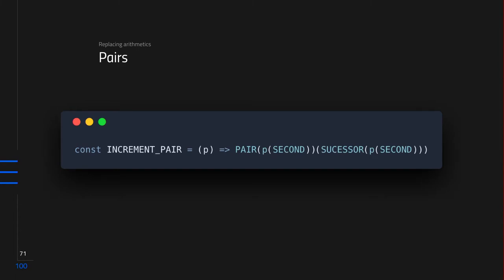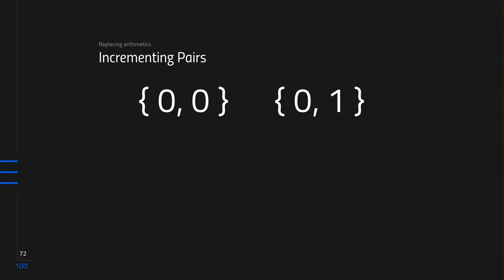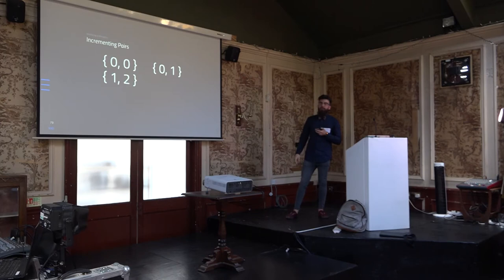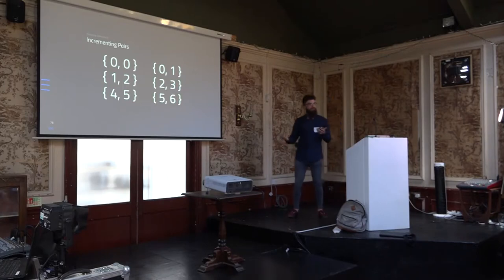And now we're going to have the incrementPair function, which does not really increment a pair. It basically copies the second value to the first place and increments the second one. So incrementing that first pair, 0, 0, returns 0, 1. So 1 and 2, 2 and 3. 4 and 5, anyone? Right, easy.